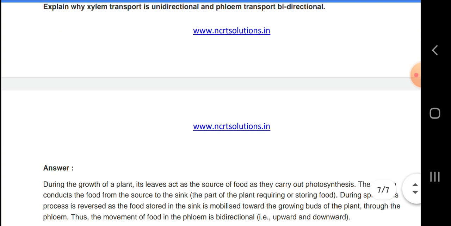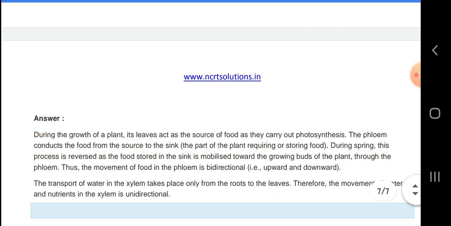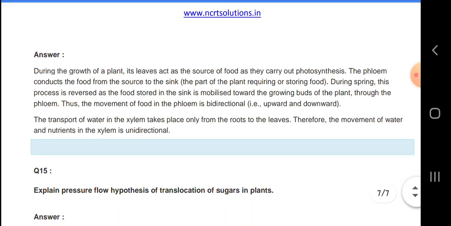Next, let us know why xylem transport is unidirectional and phloem transportation is bidirectional. So during the growth of plants, its leaves act as a source of food as they carry out photosynthesis. So the phloem conducts the food from the source to the sink. During spring, this process is reversed as the food stored in the sink is mobilized towards the growing buds of the plants through the phloem.